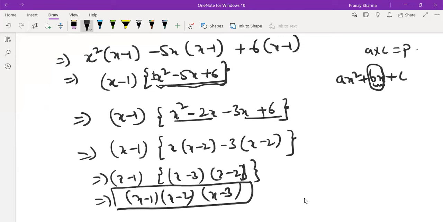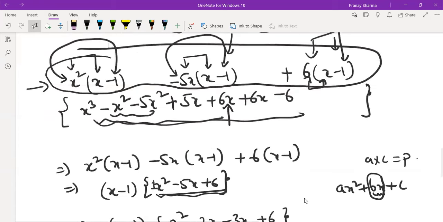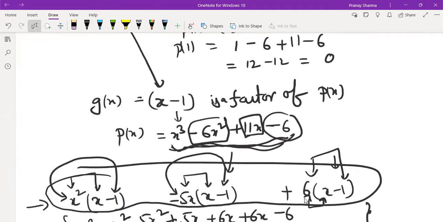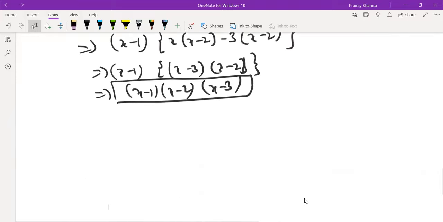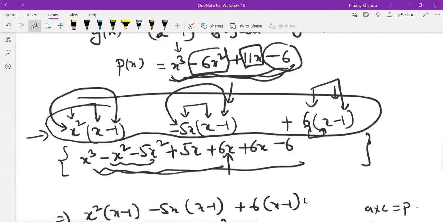When you multiply it, you will be getting p of x, right? P of x was this x cube minus 6x square plus 11x minus 6. So this is how we have factorized using factor theorem. We have one more question which was in x to the powers, right? So let us try solving that as well.